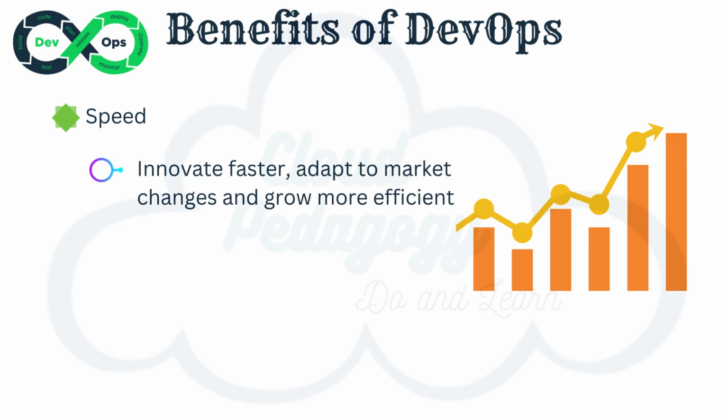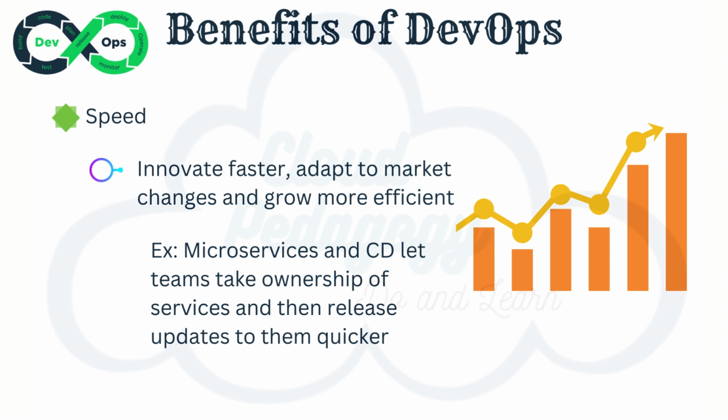Speed. Move at high velocity so you can innovate for customers faster, adapt to changing markets better, and grow more efficient at driving business results. The DevOps model enables your developers and operation teams to achieve these results. For example, microservices and continuous delivery let teams take ownership of services and then release updates to them quicker.